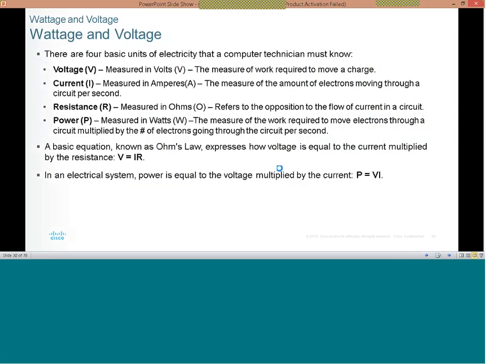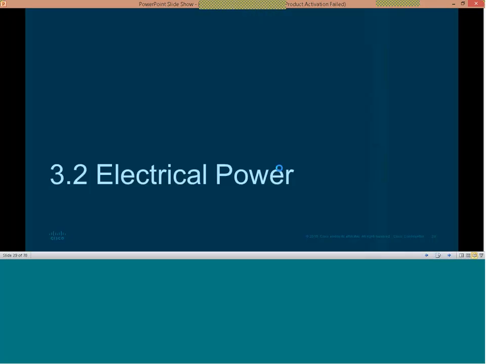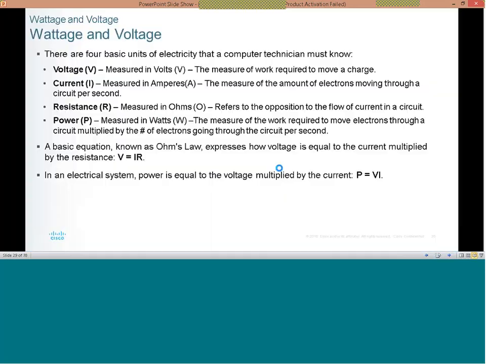So we said earlier in chapter 2 the importance of power, which we all are aware is critical and necessary. Safety must be considered each time you use a system. So here we'll be looking at some of the terms that are related to power. There are 4 basic units of electricity that a computer technician must know all the time, so that he doesn't run into problems. He needs to understand voltage.